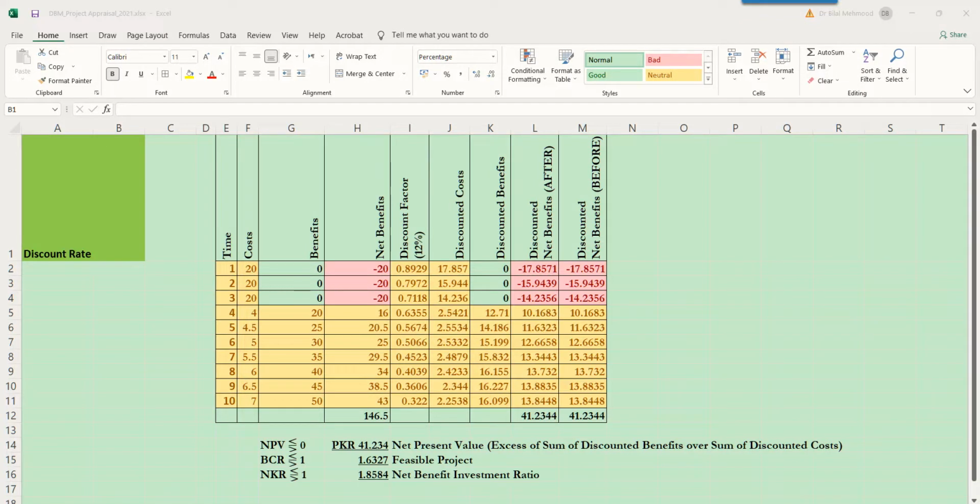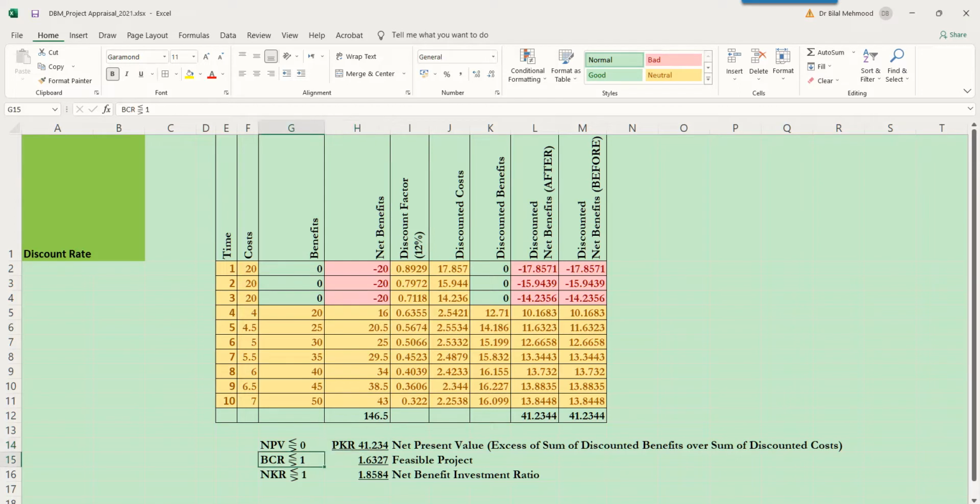In our last video, we calculated the NPV of the Lahore Sialkot Motorway project using Microsoft Excel in three different ways: the netting before and netting after approaches, as well as the formula approach, the formula which is highlighted here in the formula bar. Now we will get to the other discounted measures of project worth.